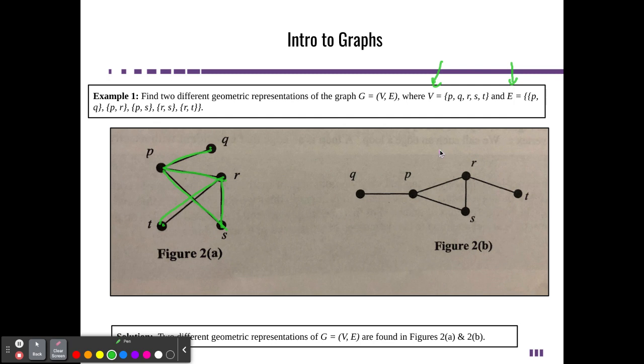All right, on the next one, another option is just another way of looking at example one. In example one, we have the vertices P, Q, R, S, T. In figure 2.b, we have P, Q, R, S, T, and then the paths or edges we need to put in place. P goes to Q. We have P going to R and P going to S. We have S going to R, and we have R going to T.